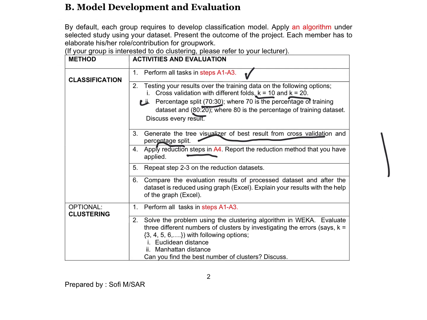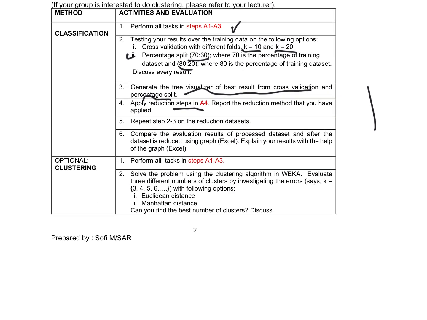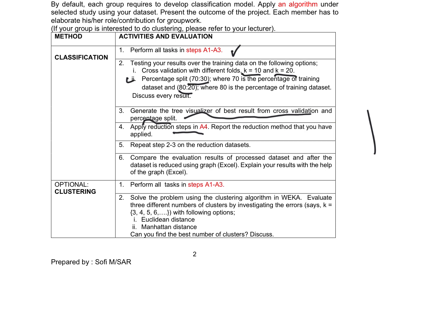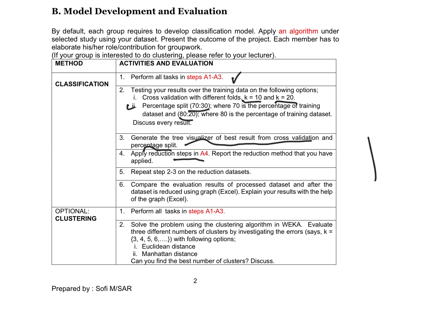Okay. And then repeat step 2 or 3 on the reduced dataset. So after you have the reduced dataset, you have to do this again. Repeat steps 2 and 3. Compare the result, compare the evaluation result on the processed dataset. And after the data is reduced, using graphs, explain your result with the help of the graph. Show the result we want to show. We take accuracy. There will be 8 models, so you show that.